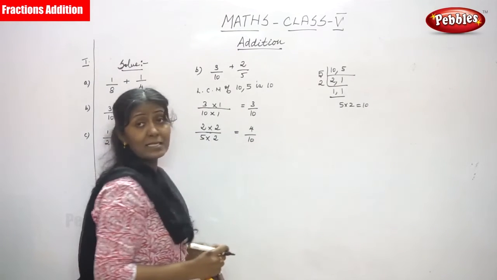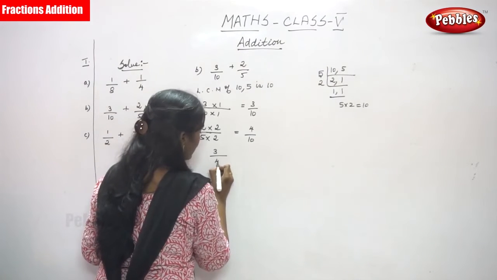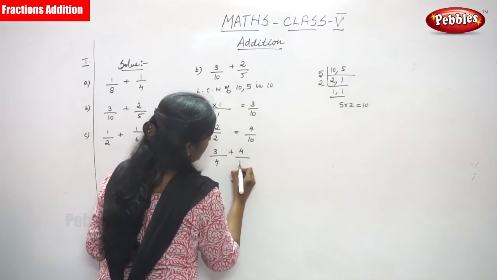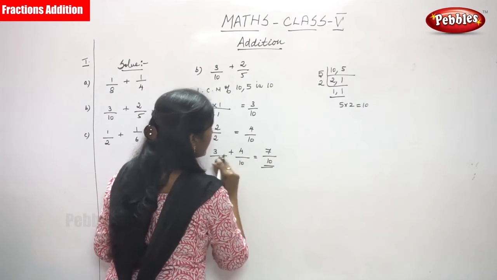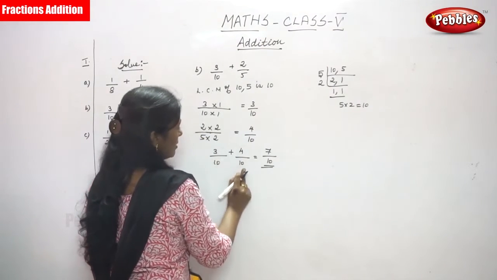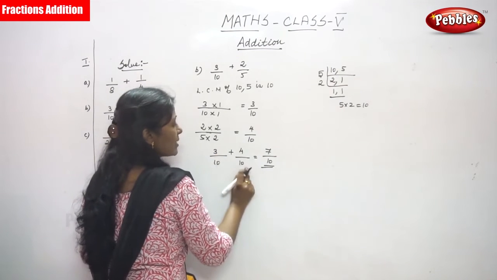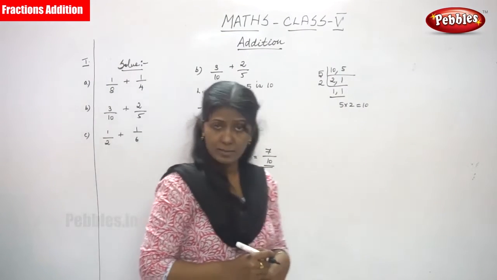Now the denominators are the same. If the denominators are the same, you have to add the numerators. So the answer is 7 by 10. 3 plus 4. Sorry, 3 by 10 and 4 by 10. So if the denominator is the same, you have to add the numerators. The answer is 7 by 10.